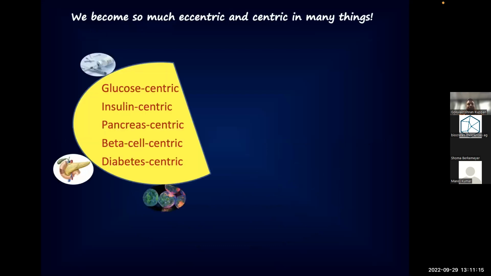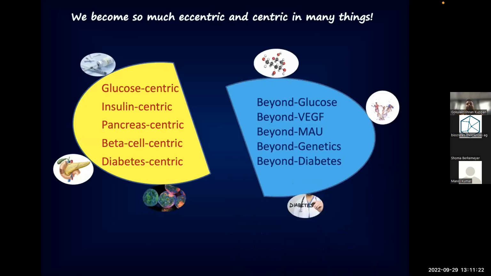And we always say that since we are doing a GTT, mostly on sugar or glucose, we are always glucose-centric, insulin-centric, pancreas-centric, or diabetes-centric. And of course, on the other side, what is happening beyond glucose, beyond HbA1c, beyond genetics, beyond diabetes, we should look beyond that.